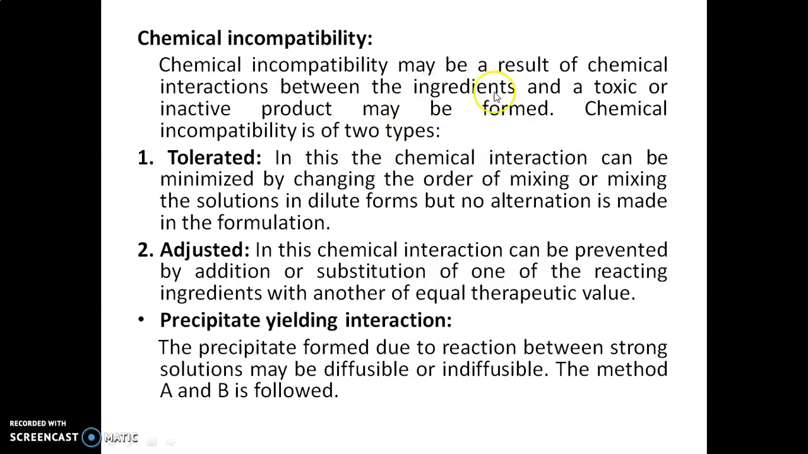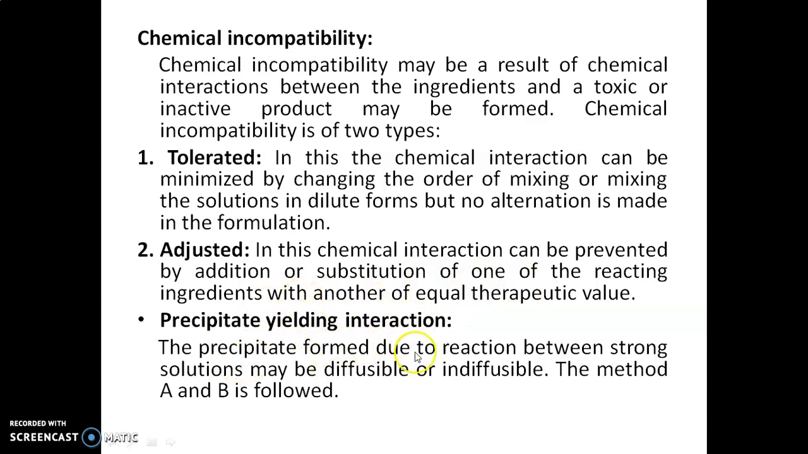It may be formed. The chemical incompatibility is of two types. The first one is tolerated. In this, the chemical interaction can be minimized by changing the order of mixing or mixing the solutions in dilute forms, but no alteration is made in the formulation. And the second is adjusted. In this, chemical interaction can be prevented by addition or substitution of one of the reacting ingredients with another of equal therapeutic value. Then precipitate yielding interactions.